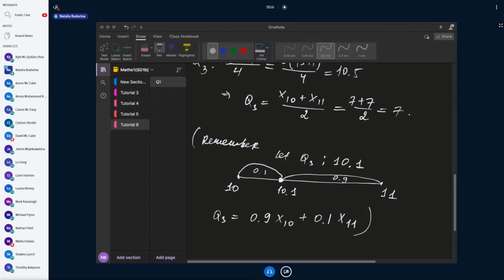In our example, the position was symmetrically between 10 and 11. It was 50%, so in this case we take half of the sum of these numbers. But in general, you put some weights on the numbers x10 and x11.